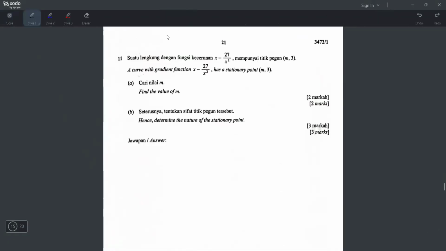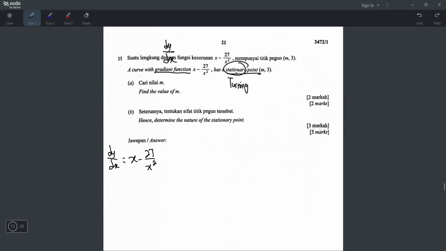Okay, let's do number 11. A curve with gradient function. Okay, I already know it's a differentiation question. Yeah, because this word only comes out in differentiation, pembezaan. Okay, so gradient function, you need to know is dy dx. If you don't know, you cannot do this question, right? So make sure now you know gradient function means dy dx. So dy dx is what? X minus 27 over x squared. And then it says that has a stationary point. Stationary point means turning point.